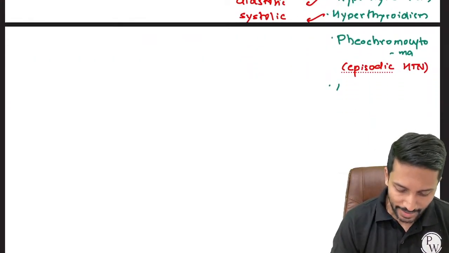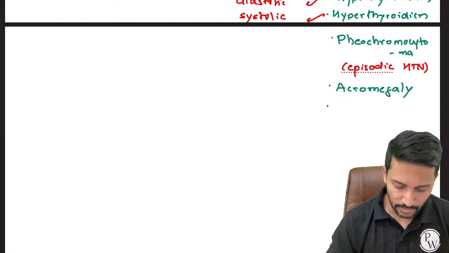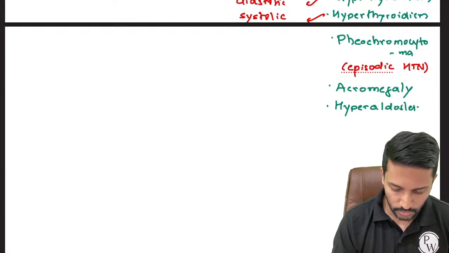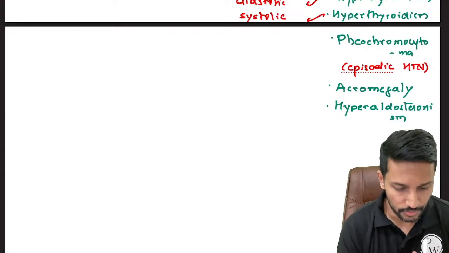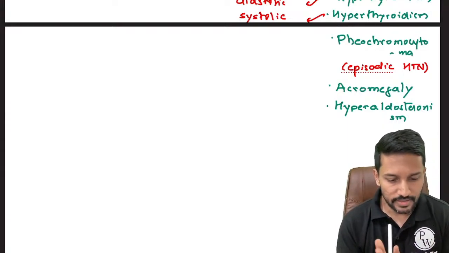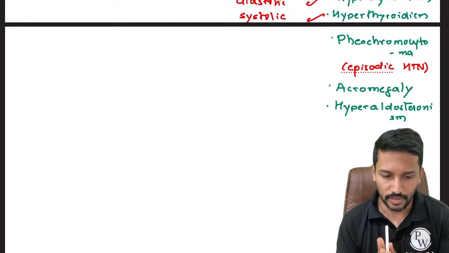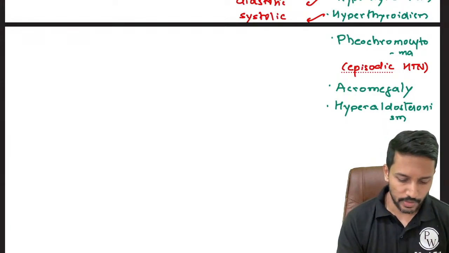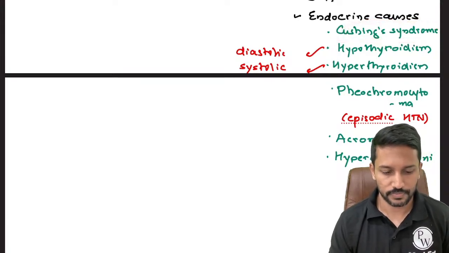Okay, and even acromegaly and elevated aldosterone levels. So hyperaldosteronism. These are all endocrine causes for hypertension. OSA stands for obstructive sleep apnea. Okay, so can anybody explain why Cushing syndrome is expected to cause hypertension?